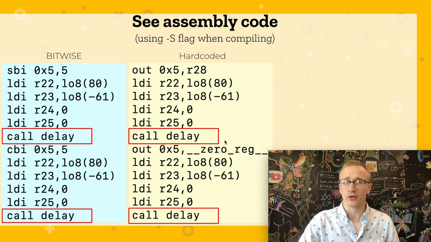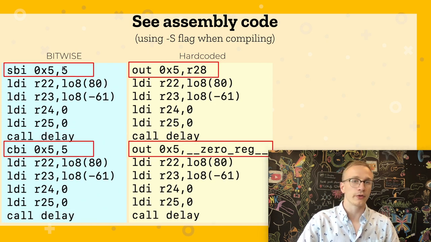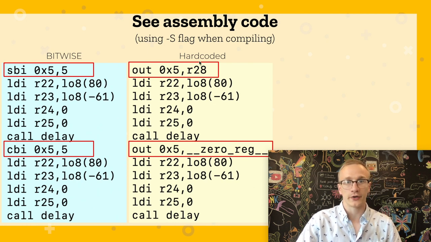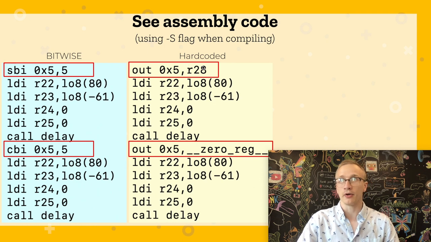But if you look at this code, it looks almost identical. The only real difference is that in our bitwise code, we use the set bit instruction, which will set the fifth bit of memory address 5 to a 1, and here we clear it, meaning we set the fifth bit to a 0. Whereas our hard-coded value is taking the number 32, since we loaded that up into memory, and storing that value 32 into memory address 5, and here we store a value of 0 into memory address 5.